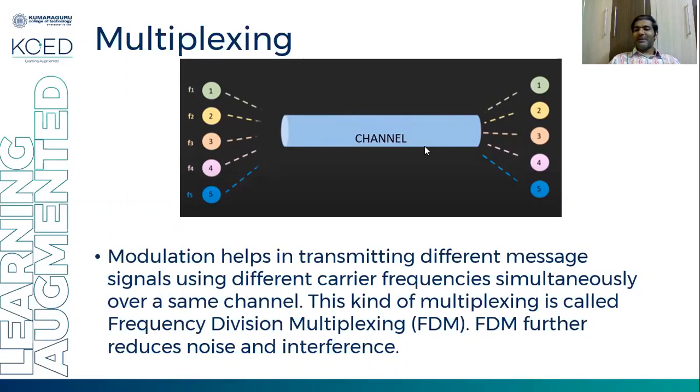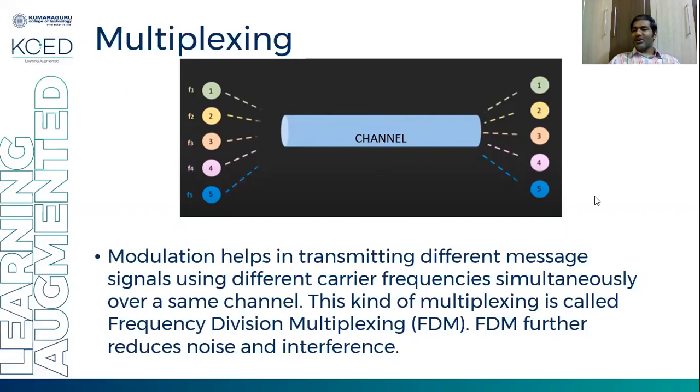This kind of multiplexing is called frequency division multiplexing. That is, the carriers have different carrier frequencies. Because of these different carrier frequencies, you are transmitting messages which are close to each other. Because of this, you are able to transmit different message signals simultaneously over a common channel. The channel is shared. Simultaneously, you are transmitting different message information with the help of different carriers. So this process is called frequency division multiplexing. When you go for frequency division multiplexing, you are able to receive your signal at your receiver, and after receiving the signal, you perform demodulation and extract your original message signal.